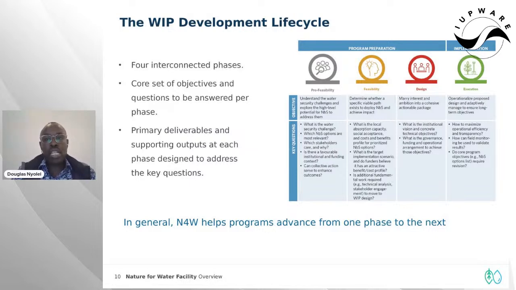Once we do that and we're able to see that it's feasible, we've done the return on investment assessment and we build a business case, and we have parties or investors already excited about being part of this initiative, then definitely we move to the design phase, where here we marry the interest and ambitions into a cohesive action package. So in other words, there is funds available to be able to invest in nature-based solutions to address water security. And here we do a road plan or actionable package to be able to use this funding. Once we've done that, then definitely we move to the execution phase, where now we operationalize the proposed design and adaptively manage to ensure that long-term objectives are achieved.